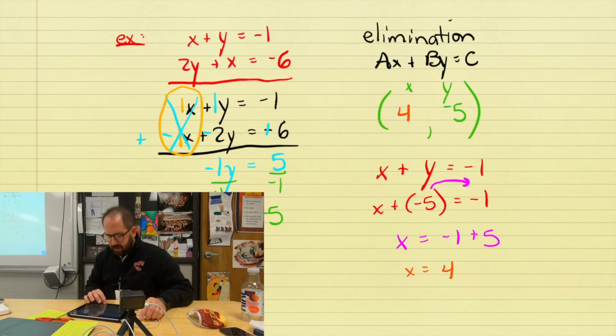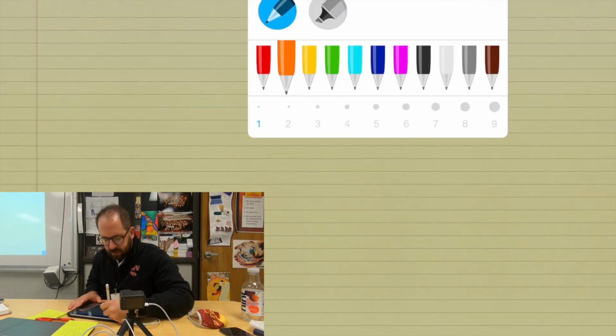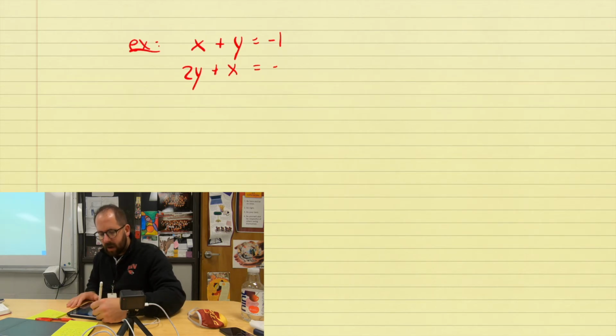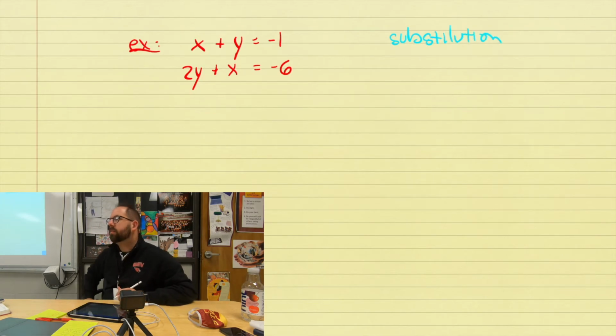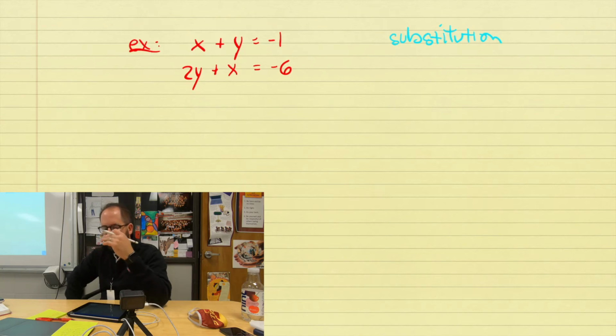All right, let's do the same problem. I'm going to write down the exact same steps, but now we're going to do it by the other method, just to show you that it does work. So x plus y is equal to -1, and 2y plus x is equal to -6. So same problem, but now we're going to do this by substitution. So substitution method. We're going to commit to this format.